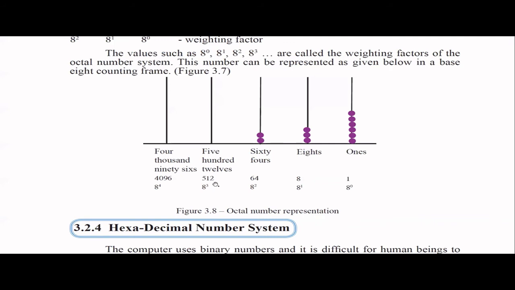And this column represents 512, that means 8 to the power 3, 8 into 8 into 8. These values, if you do a lot of calculations, you will remember. For 8 to the power 3, you don't have to always calculate 8 into 8 into 8. You will remember it's 512. That is the level of expertise you should have.